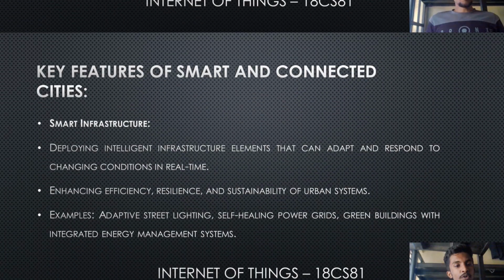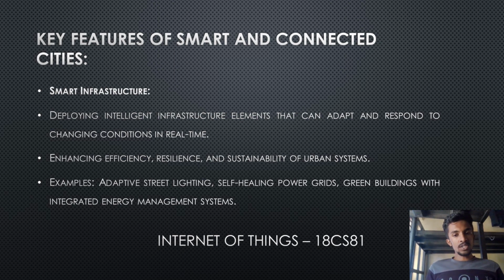One more feature is smart infrastructure. I have been telling this from the past three slides, that is smart infrastructure for smart cities. What is this? Deploying intelligent infrastructure elements that can adapt and respond to changing conditions in real time, enhancing efficiency, resilience, and sustainability of urban systems. Examples: adaptive street lighting, self healing power grids, green buildings with integrated energy management systems. So this is smart infrastructure.